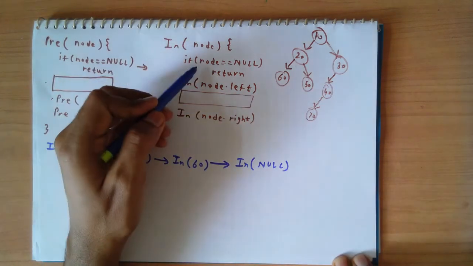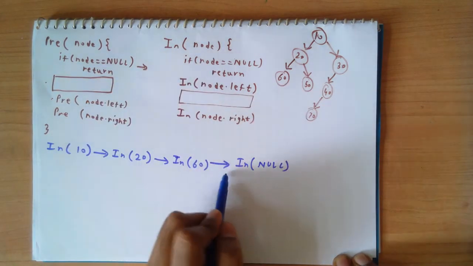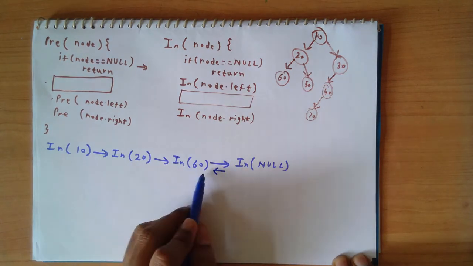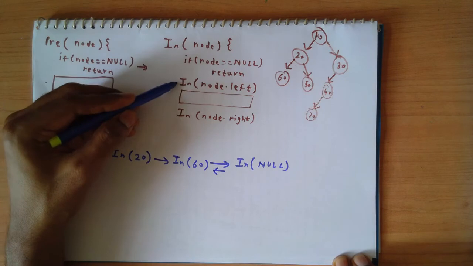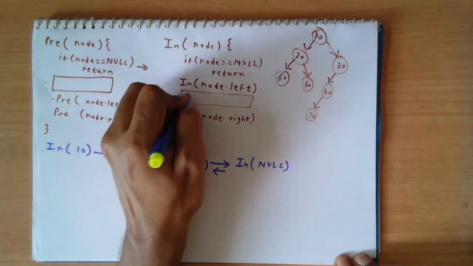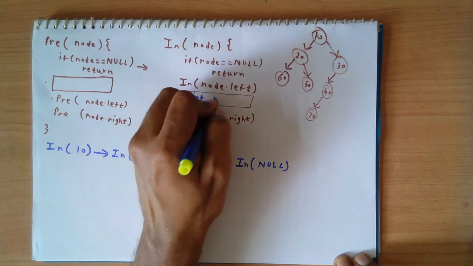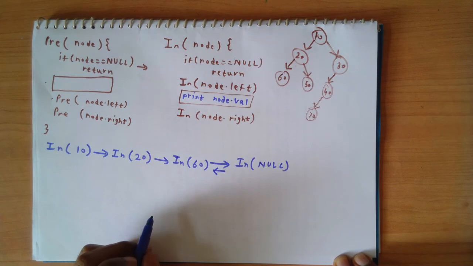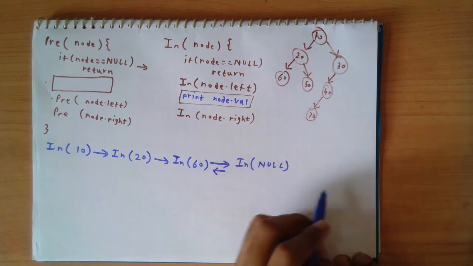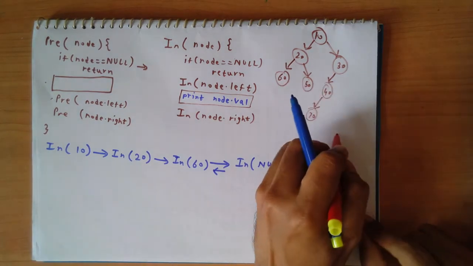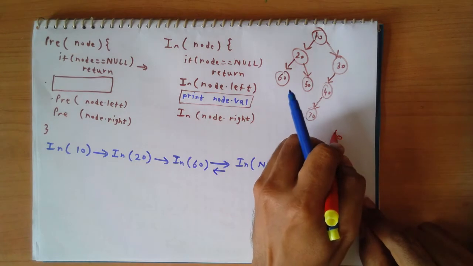We come and ask the question, is the current node null? Yes, it is. So we return back, but it will not produce any output. And now we resume the call for 60. We had left here, so we perform the next action. And again, let's say that our action is to just print the node dot val. We are going to add it to the output. So the first thing that will be added to the output will be 60. So let me add 60 here.